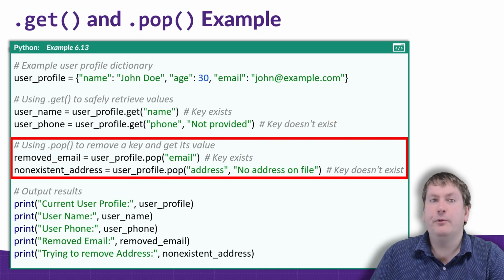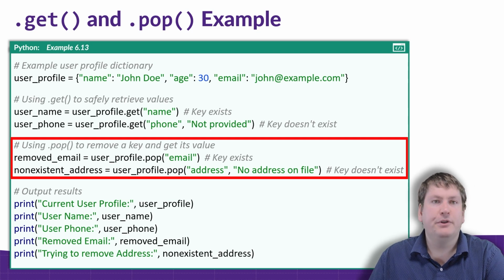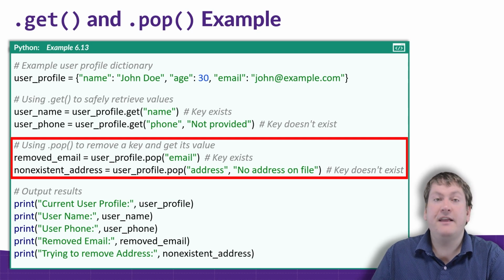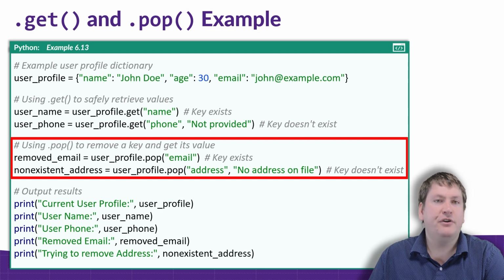The next set of lines deal with the pop method. The first one tries to pop the key email. This means it's going to remove the key value pair for email, and it's going to return the value of that key. So john@example.com is going to be removed from the user profile, and it's going to be stored in removed email. The next line tries to use pop on the key address, but it also gives a default value of no address on file. In this case, there is no address key in the dictionary, so the default value of no address on file is returned and stored in non-existent address.